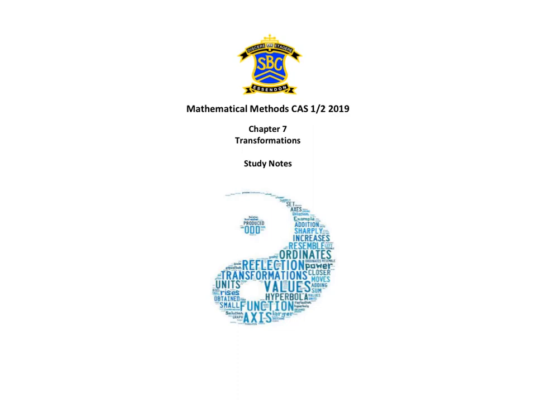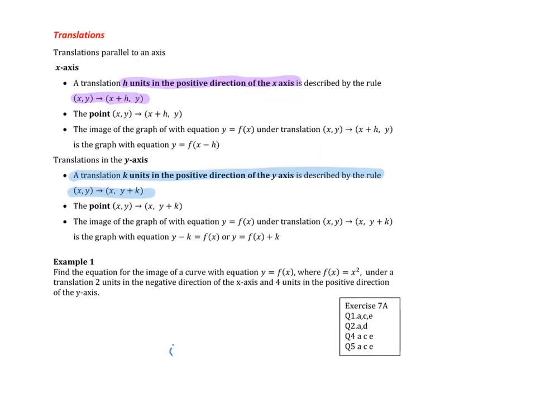So we're talking about transformations. This is recapping. If we have translations, translations means a movement. So we're moving the graph either up or down and left or right.